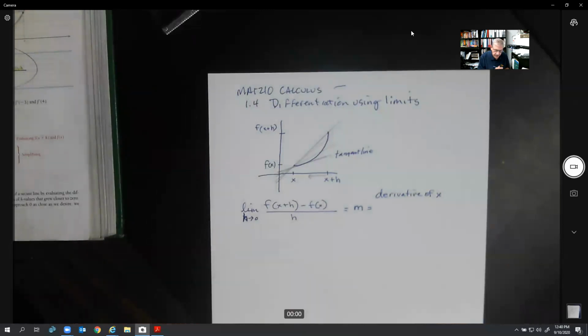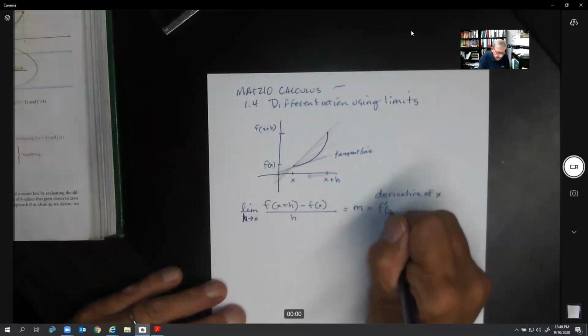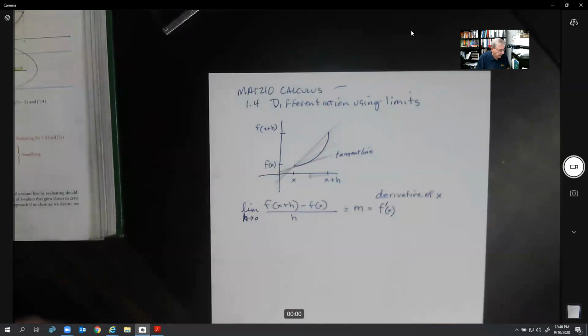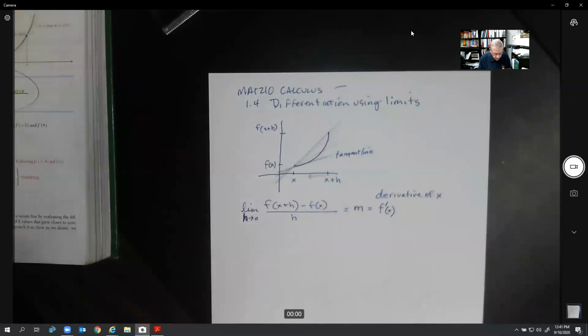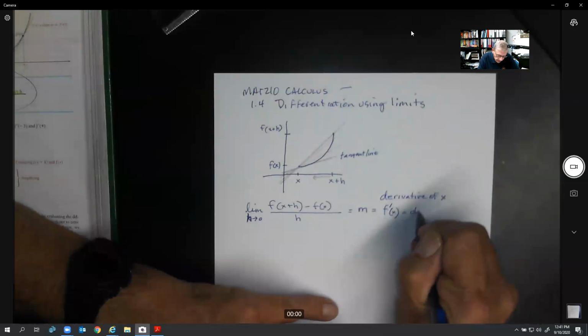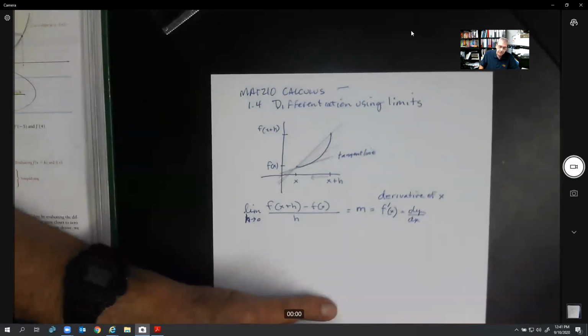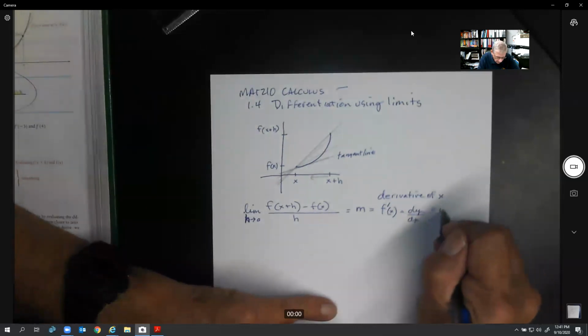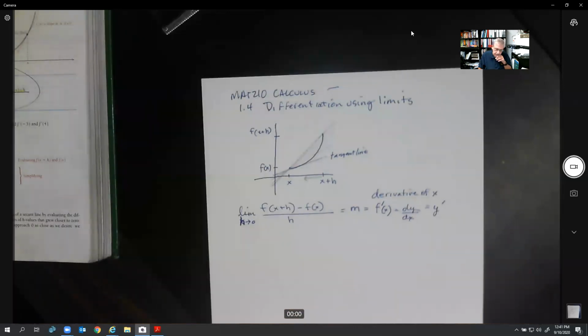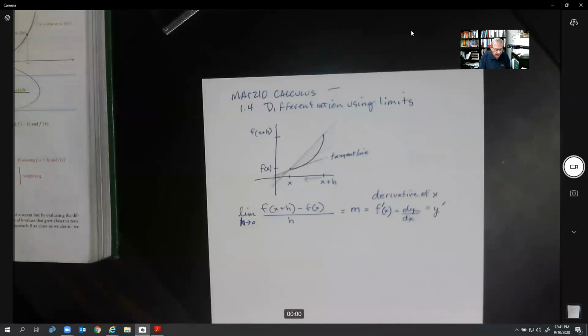So we can show that a couple of different ways. We can write this as, sometimes this is called f prime of x. Sometimes we read it that way. The derivative of f at x. We can also call it the derivative of y with respect to x. Or we could call it y prime. Sometimes we just write it like that. All these are different ways of writing it.